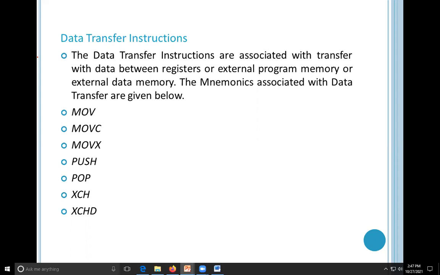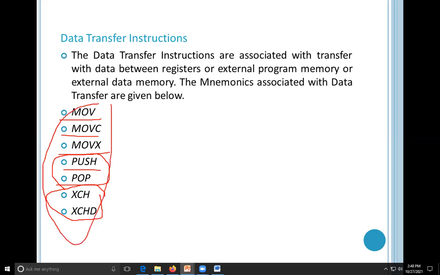So these are the data transfer instructions: MOV instruction, MOVC instruction, and MOVX instruction. The PUSH and POP instructions are related to your stack pointer, and the exchange instructions XCH and XCHD are data transfer instructions related to the accumulator. We will discuss these instructions also.